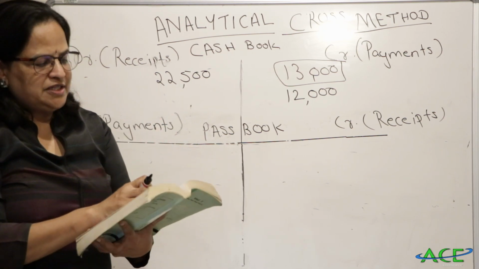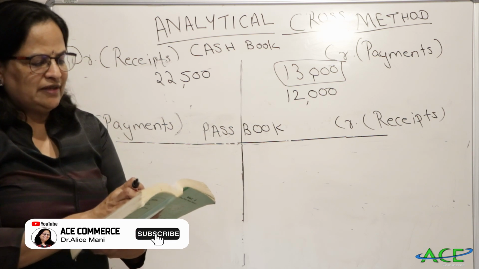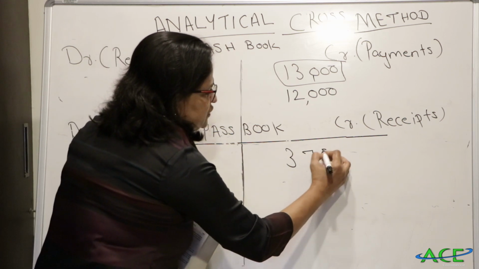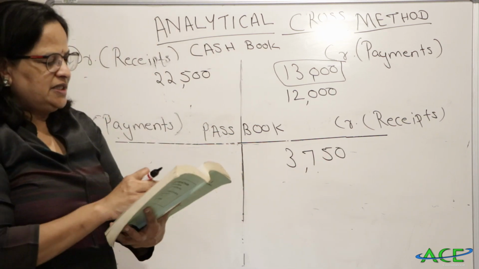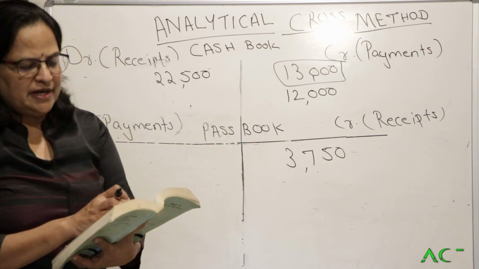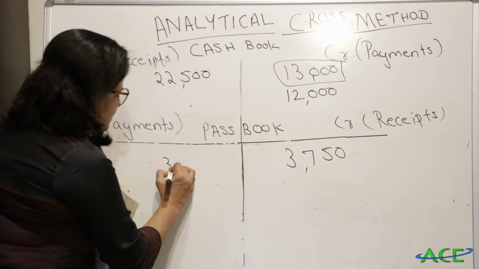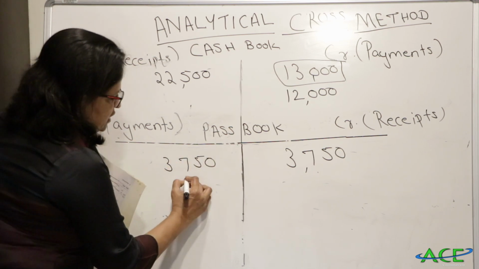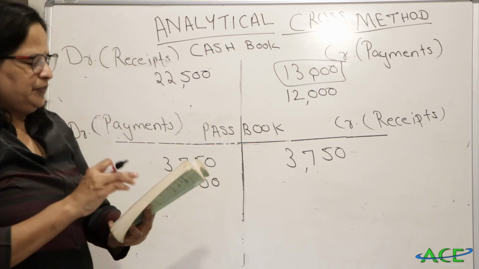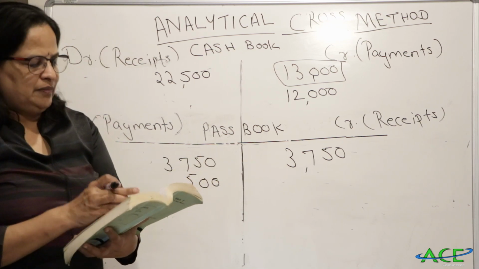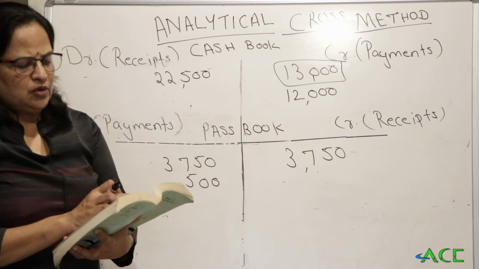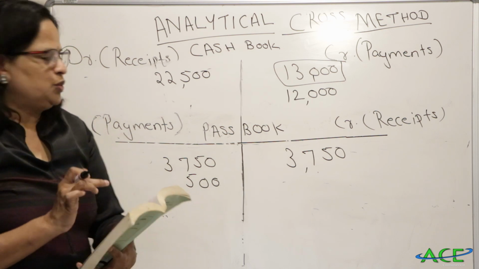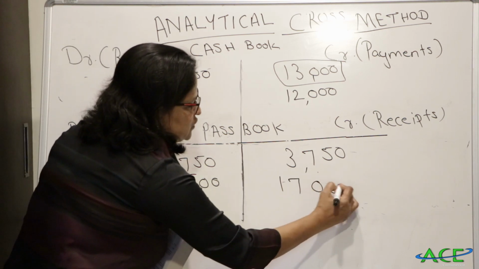Now, dividend collected by the bank amounting to rupees 3,750 was entered only in the passbook. It will come here, 3,750. Next, the bank charged 3,750 as interest for overdraft. It's an expense, 3,750. And 500 as folio charges. Both are expenses. It will come here. Now, these entries are shown only in the passbook. Next, rupees 17,000 on account of a bill collected by the bank appeared as a credit entry in the passbook. So, wrong entry in the passbook, 17,000.